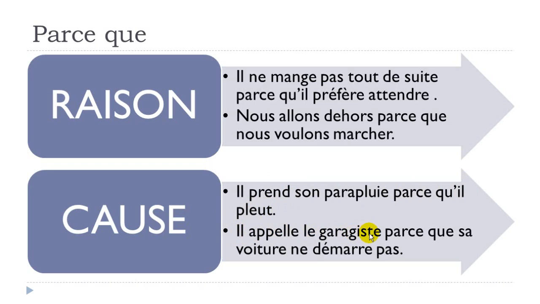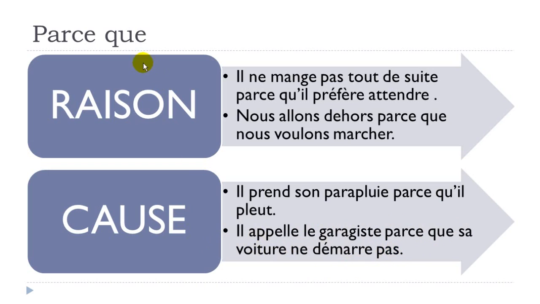Second example. Il appelle le garagiste parce que sa voiture ne démarre pas. A place to call. Garagiste is this nice person that will fix your car if it's broken or if it doesn't start, like in this example. Parce que sa voiture, voiture is car, sa voiture, possessive, his car, and then ne pas, so you get the negative form here, and démarrer is to start. Il appelle le garagiste parce que sa voiture ne démarre pas. So because his car doesn't start.